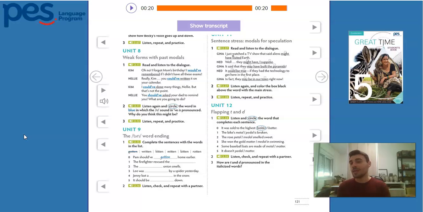So, come with me. Now, for those of you who have their books with them at home, we're working on page 121 over here, okay? And we're taking a look at this part here related to Unit 8. And this part is about the weak forms with the past modals. And then you might be thinking, Rafael, what are the past modals?